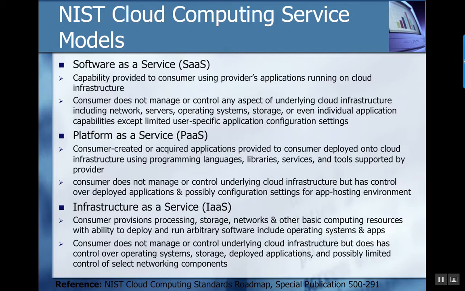The bottom one is infrastructure as a service. This is what we were talking about with Amazon. Amazon Web Services is categorized as infrastructure as a service. You can stand up and run computers, storage, networks, and network infrastructure, all within this virtualized space. That's IaaS.